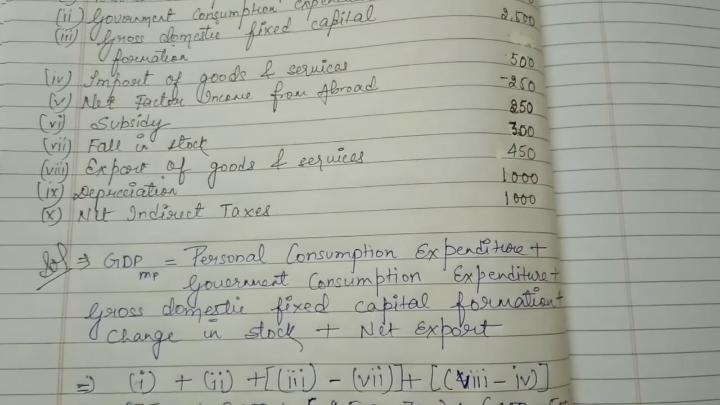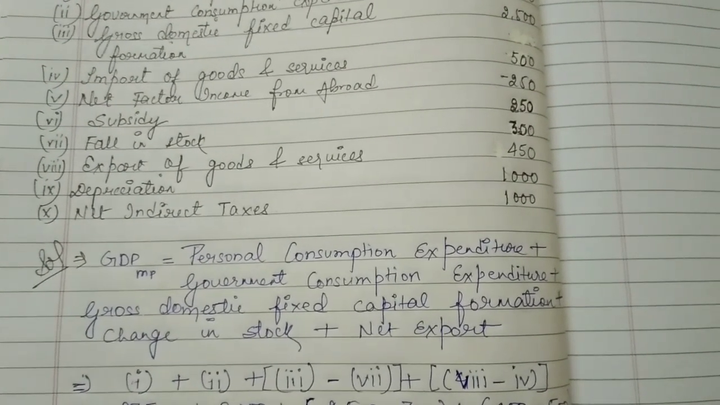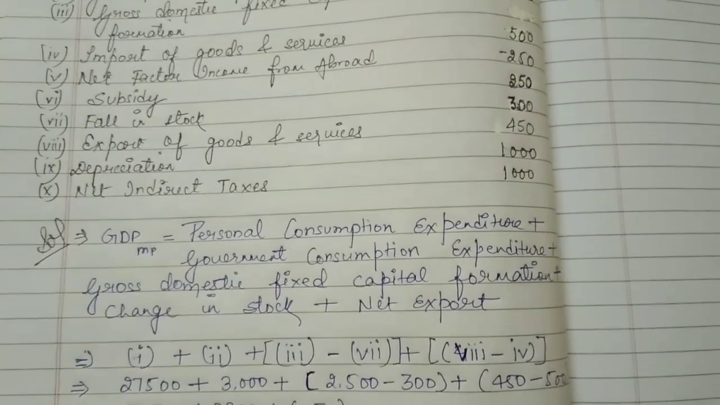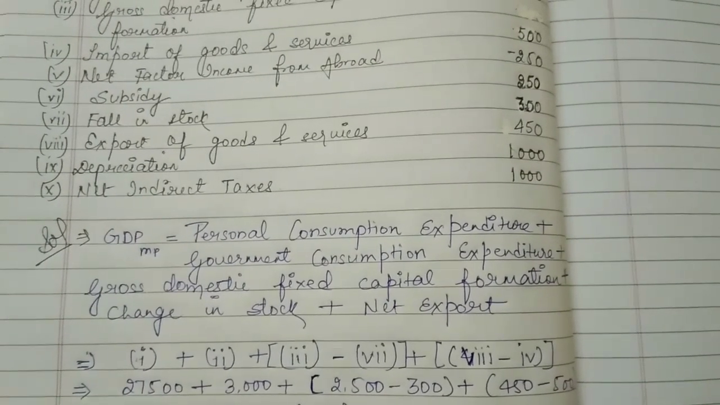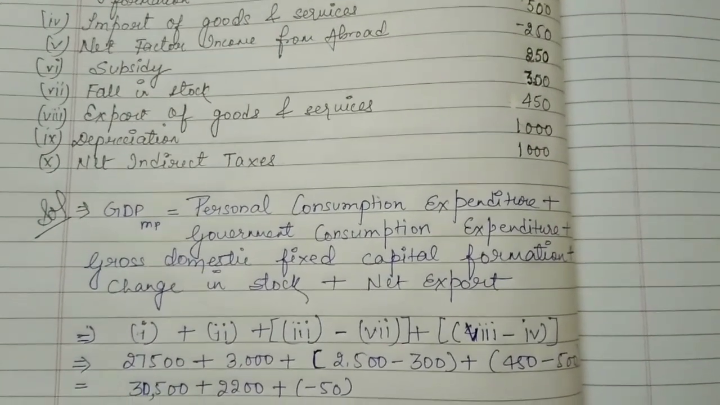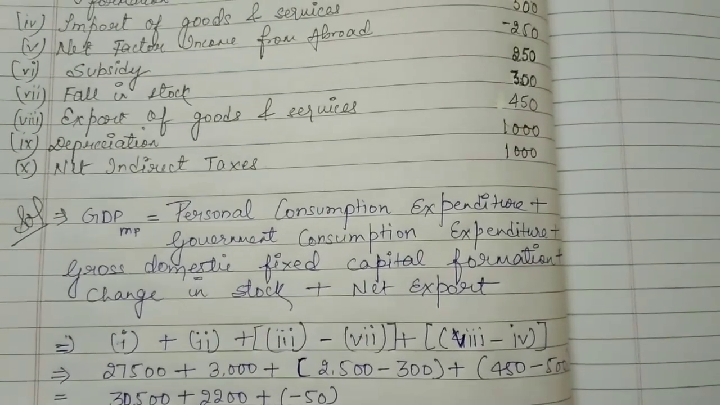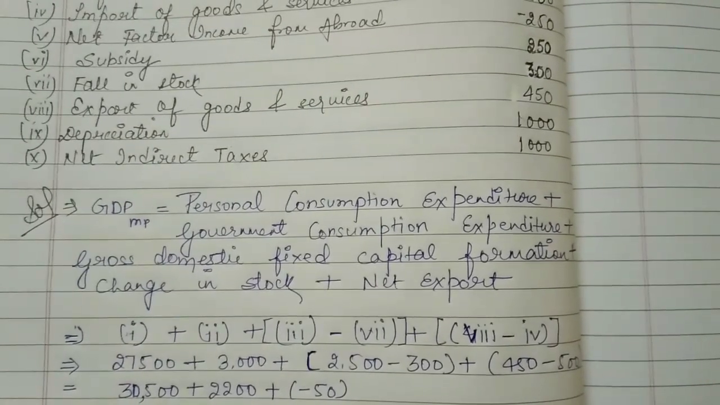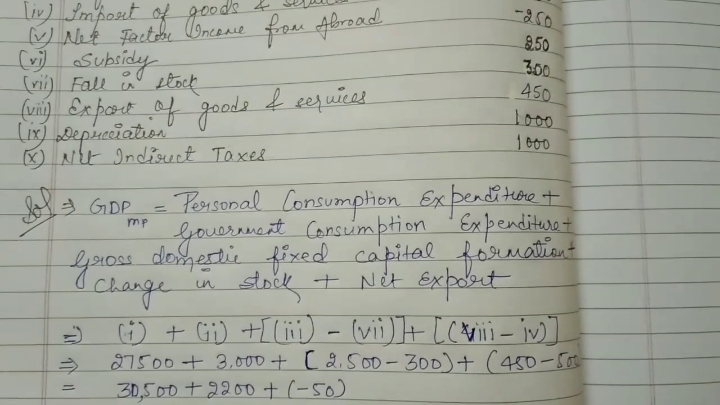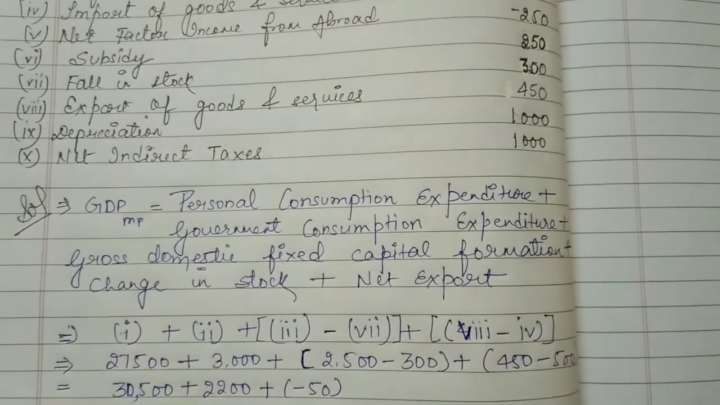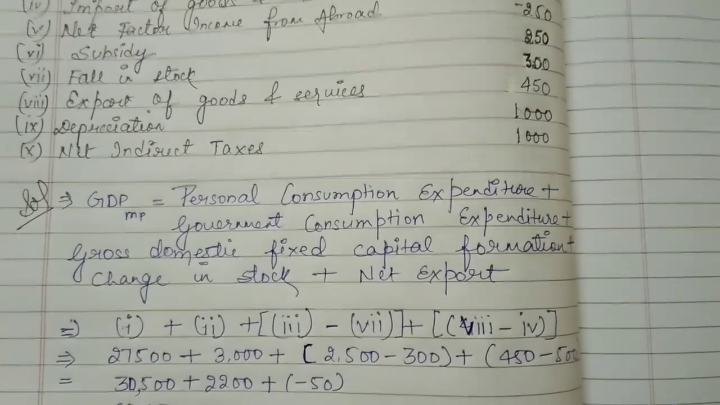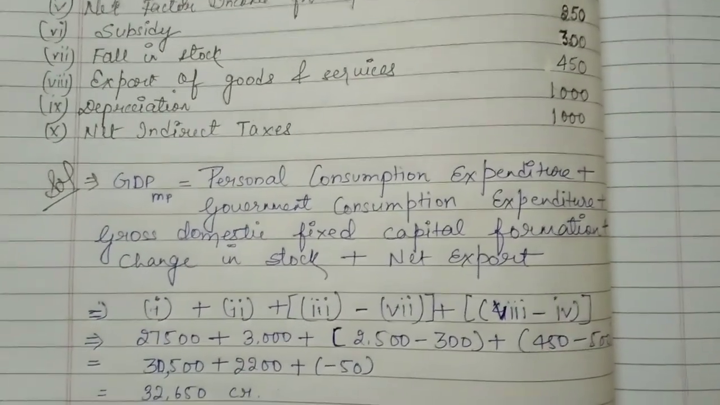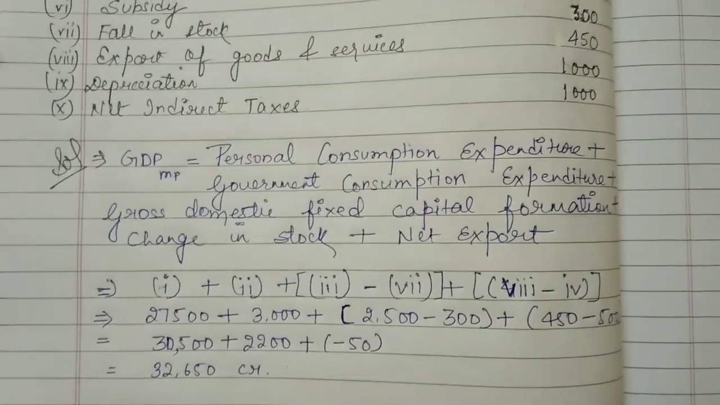Then 8 minus 4. What is 8? On the 8th number, export of goods and services, and on the 4th, import. So export minus import will give you net export. So we have kept the amounts here: 27,500 plus 3,000 plus 2,500 minus 300 plus 450 minus 500. 27 plus 3 is 30,500. 2,500 minus 300 will give you 2,200, and 450 minus 500 will result in minus 50. Why? Because here import is more than export, so there is a negative net export. After adding and calculating, you will get the result 32,650 crore.